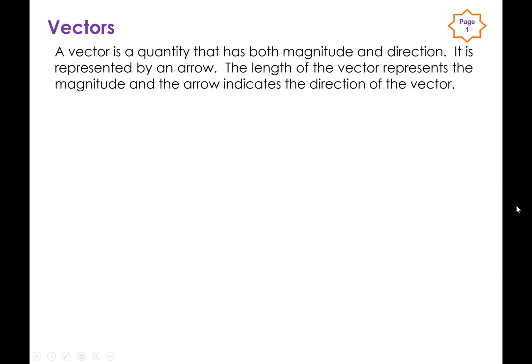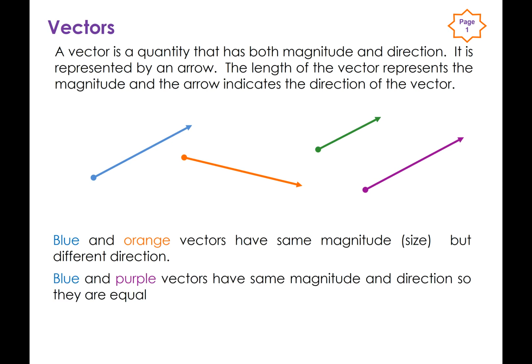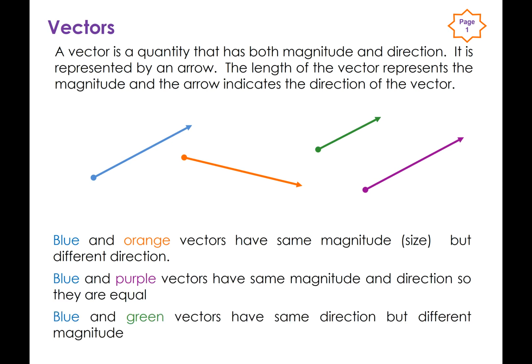So, a reminder that a vector here is obviously a quantity that has a magnitude and direction, and we've got it with an arrow. And we've got some vectors here, and we can say various things about them. The blue and orange vectors have the same magnitude, but not the same direction. Our blue and purple vectors have the same magnitude and direction, so they're equal vectors or like vectors. And our blue and green vectors have the same direction, but different magnitudes. So they're parallel vectors.